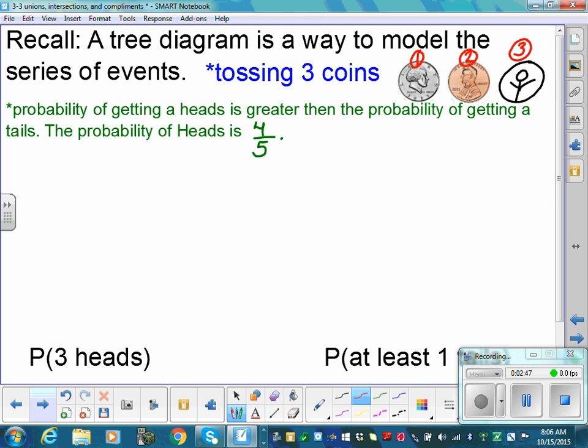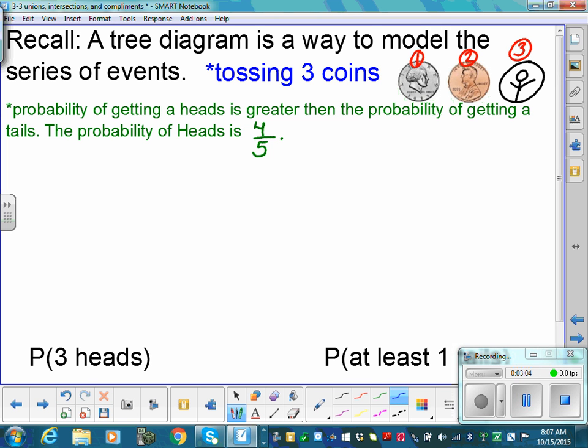I saw people trying to do tree diagrams saying penny, nickel, dime. Well, that's not an outcome. Tree diagrams list the possible outcomes of when you toss something or do something. So that's not how tree diagrams work. So let's list out the possible outcomes.